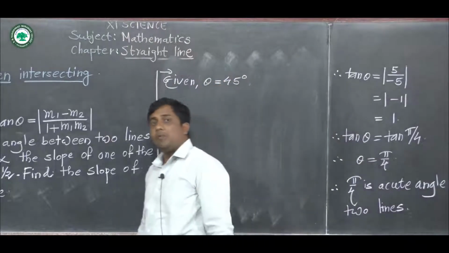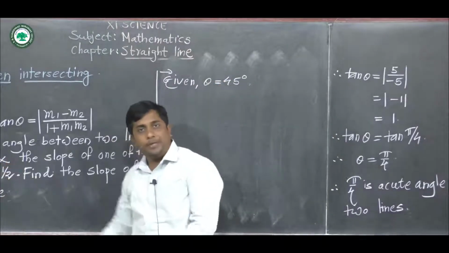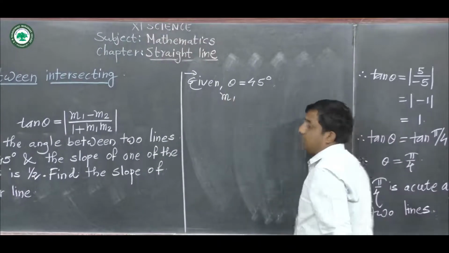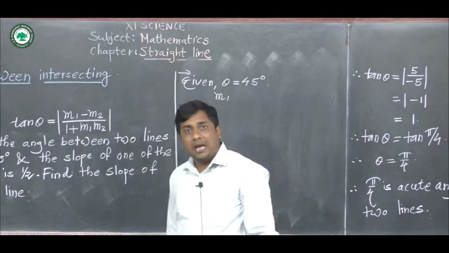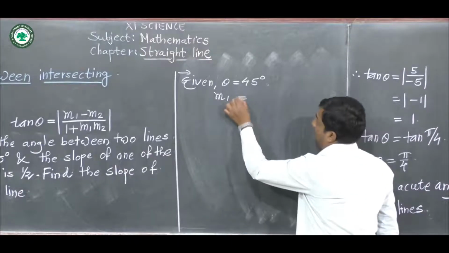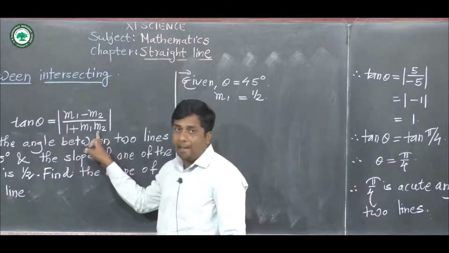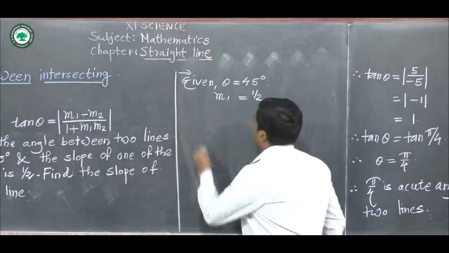Since the angle between the given two lines is 45 degrees, let m1 be the slope of the first line, the given line. So m1 is equal to 1 upon 2, and we have to find this m2.